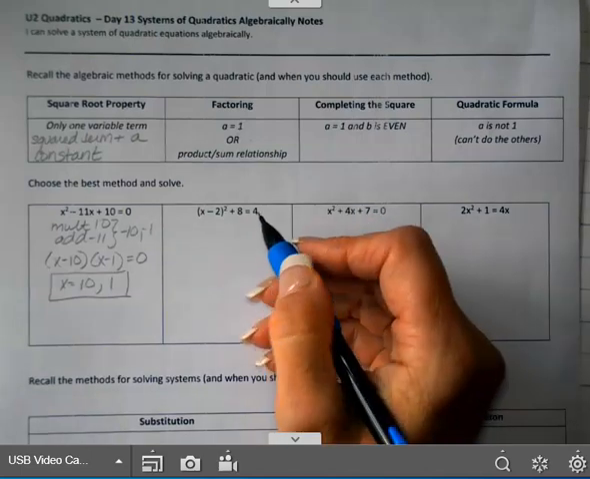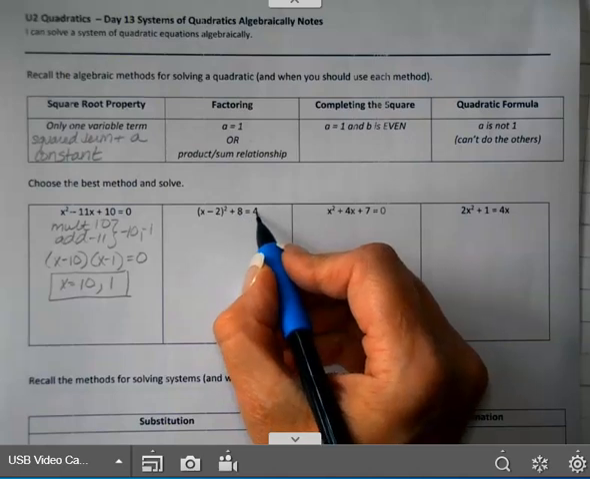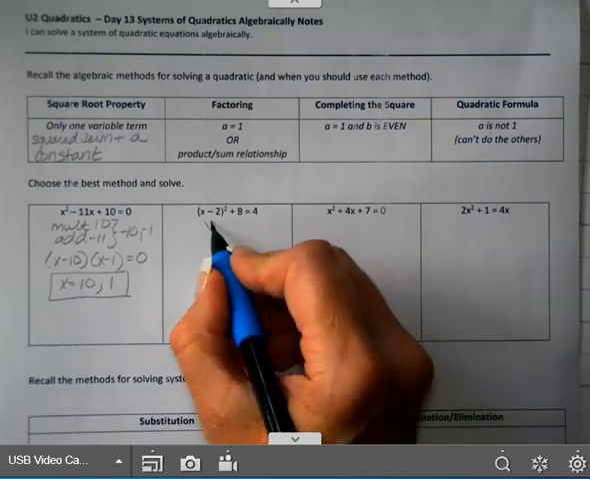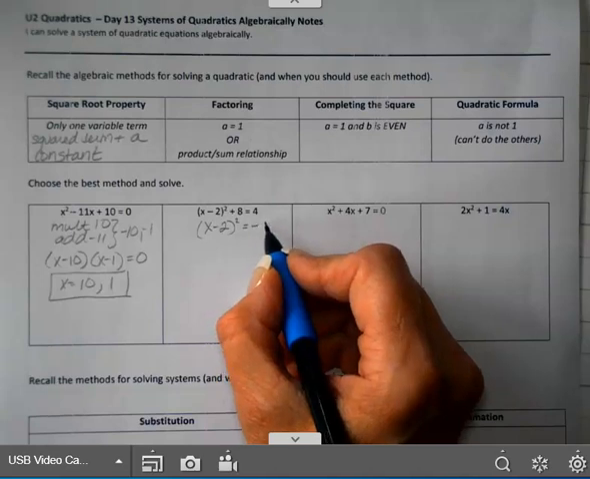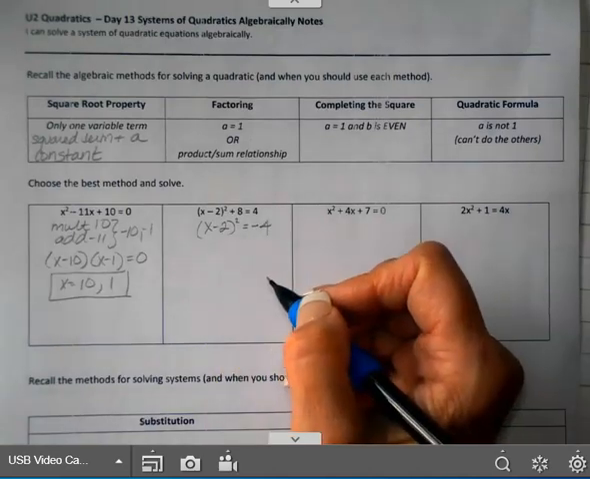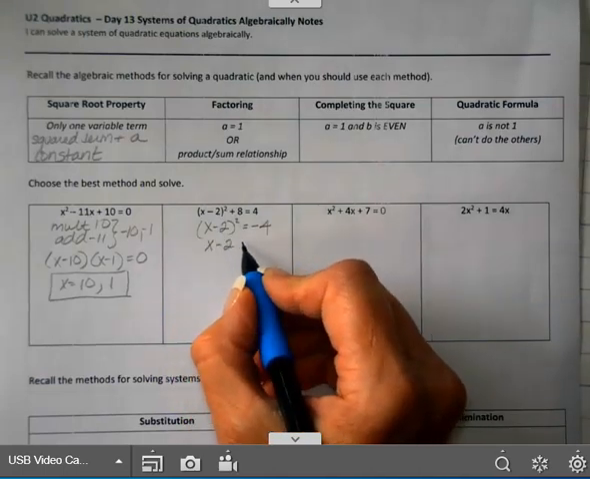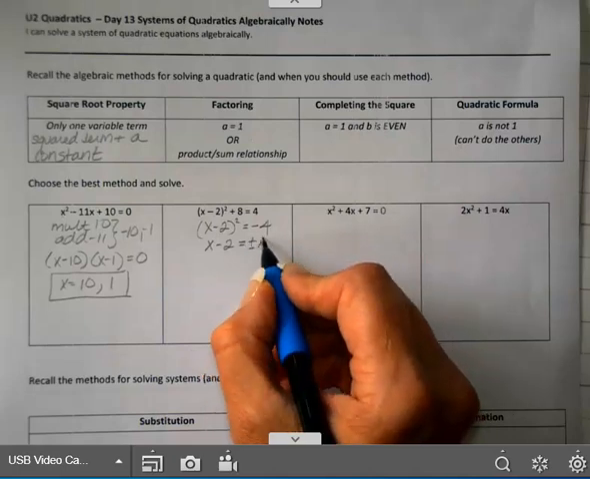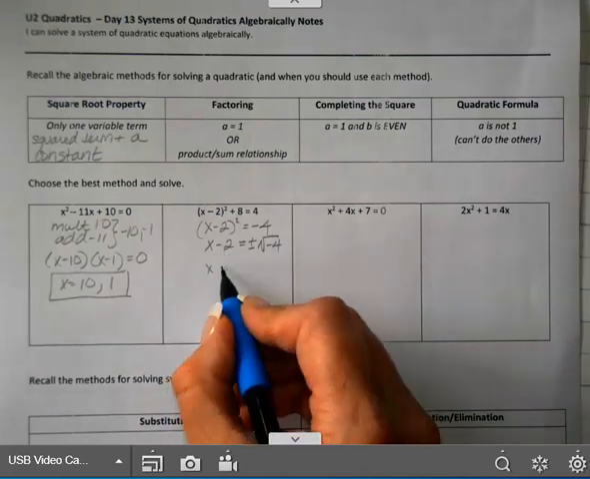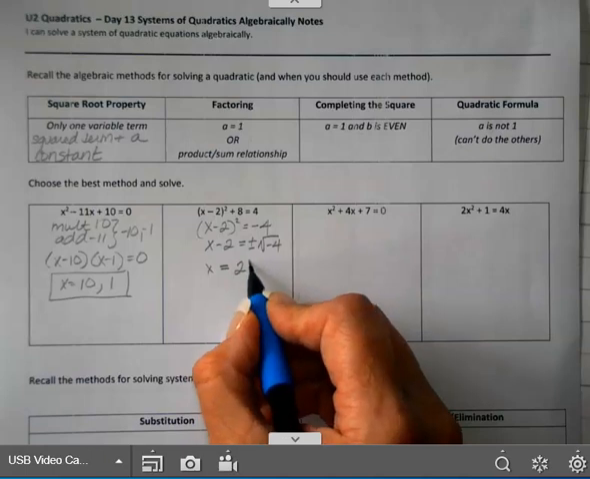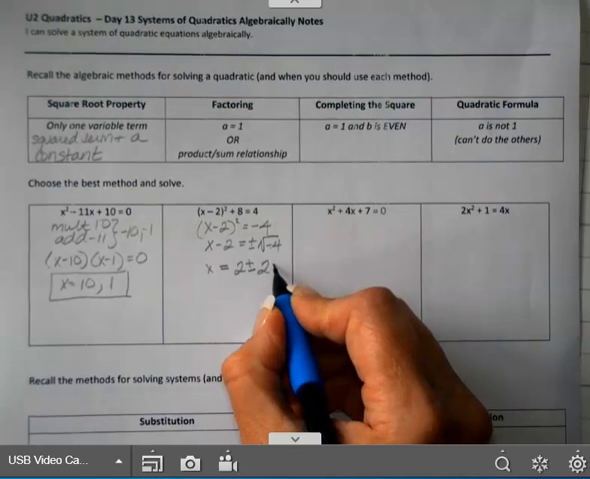For my next example, I have a squared term. Neither the 8 or 4 have an x on it. So I can move that 8 to the other side. And when you do that, you'll notice you have a squared term and a constant. So the square root property is a perfect choice for this. To undo the square, you just take the square root. And then move the 2 to the other side. So I'm going to add 2 to both sides. And the square root of the negative will give you an i. Square root of 4 is 2. So this is 2i.